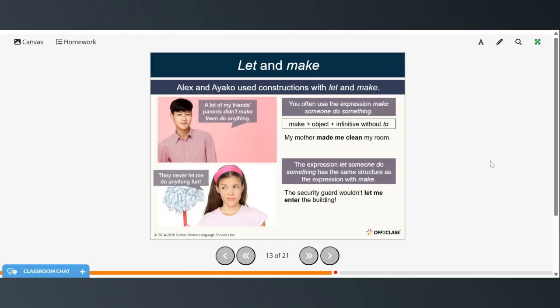So Alex and Ayako used constructions with let and make. A lot of my friends didn't make them do anything. You often use the expression make someone do something. The structure is make plus the object plus the infinitive without the word to. My mother made me clean my room. They never let me do anything fun. The expression let someone do something has the same structure as the expression with make. The security guard wouldn't let me enter the building.